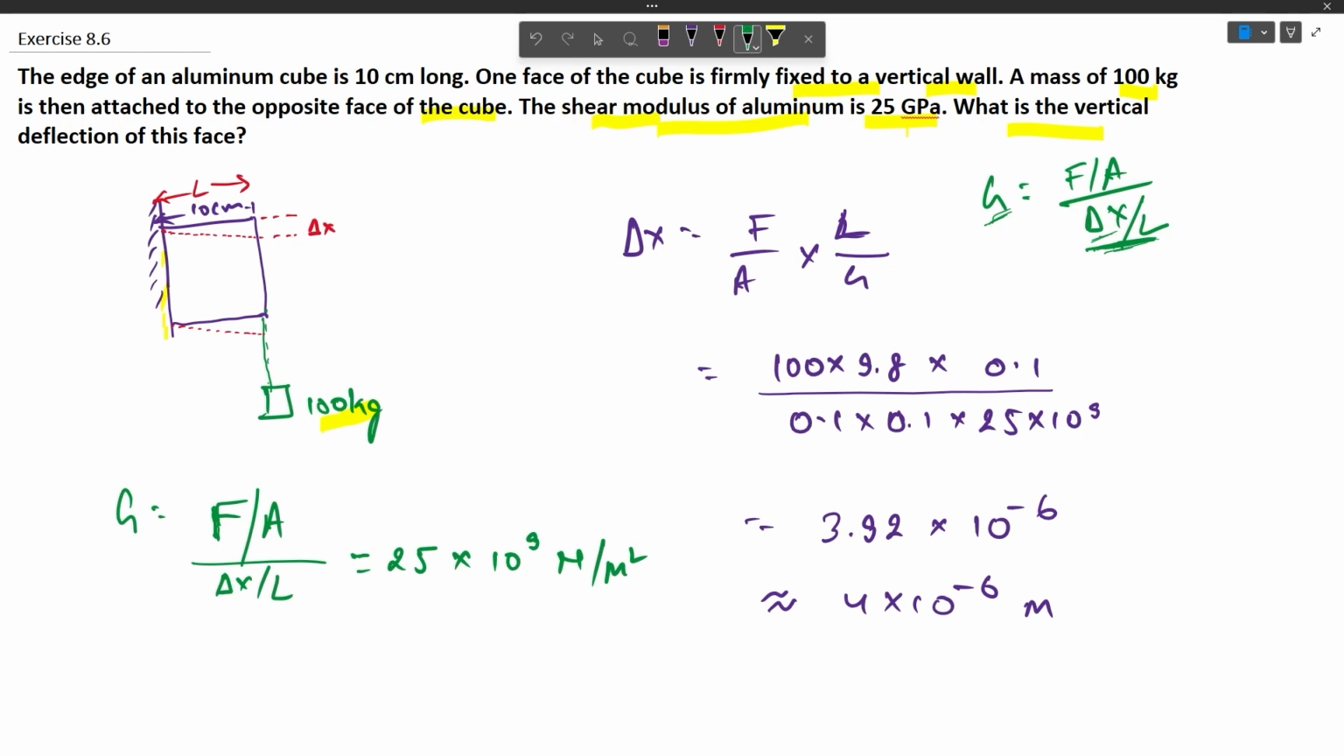So upon using this formula, we get a value of 4 into 10 raised to the power minus 6 meter. So the shear that will happen, that is the deflection of this face, is equal to 4 into 10 raised to the power minus 6 meter when the cube is subjected to this loading condition.